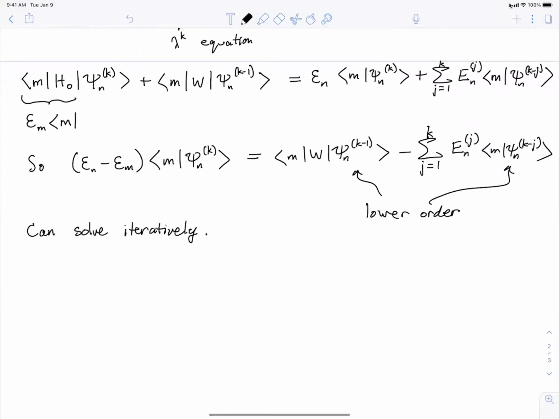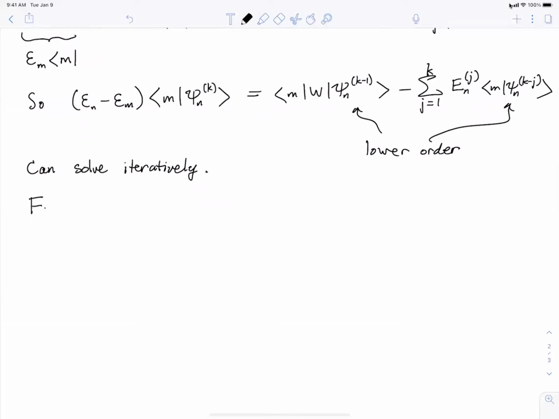Okay, so let's just do one more order beyond what we'd already done. Now we're going to do k equals 2. We already did k equals 2 for the energy, but now we're doing k equals 2 for the state, ket. So we have ⟨m|ψ_n^(2)⟩ equal to, I'm going to divide by the prefactor, which is the energy difference.